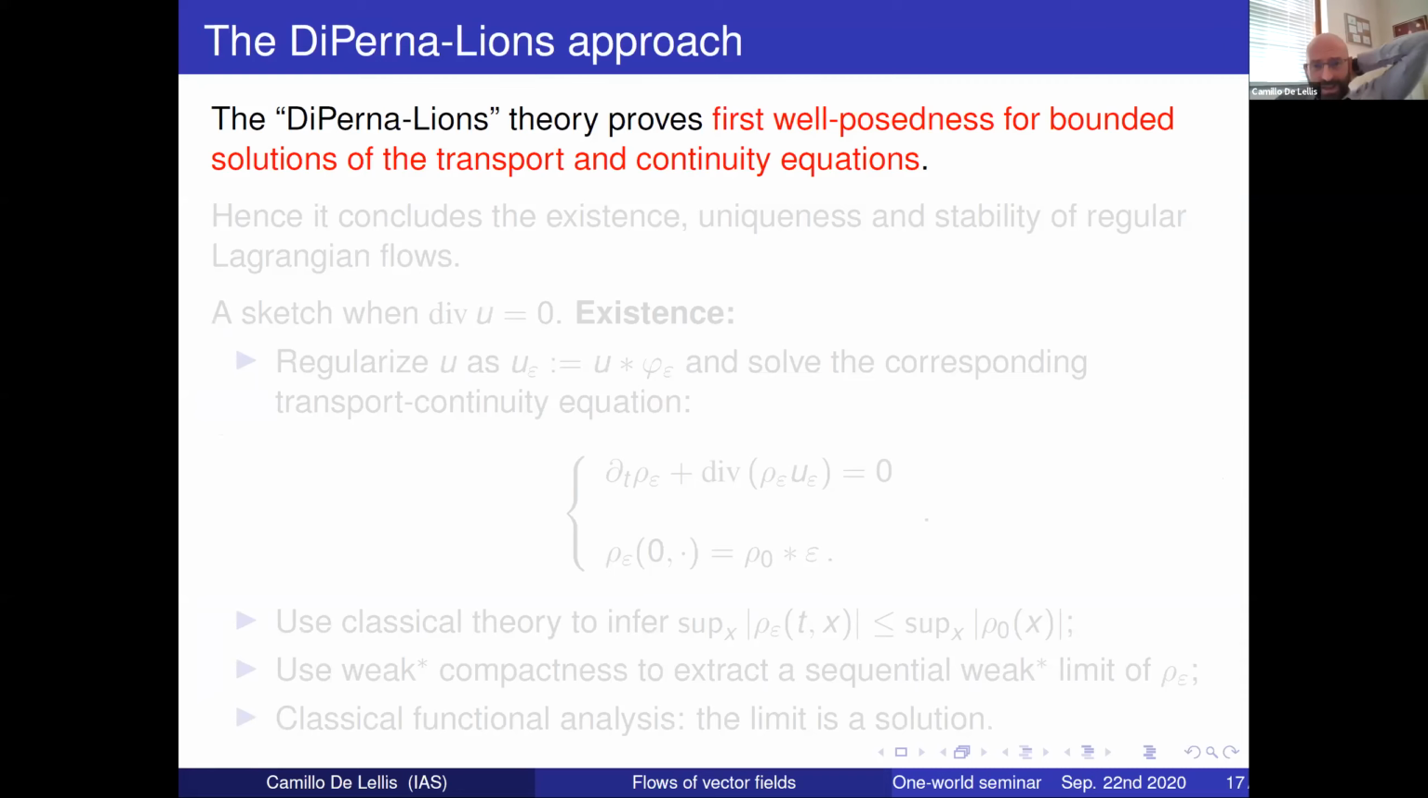Now, the DiPerna-Lions theory actually is really going the other way around in a sense, compared to the classical theory in which we solve the equation for the characteristics and then we recover the solutions of the PDEs. So it's going the other way around.